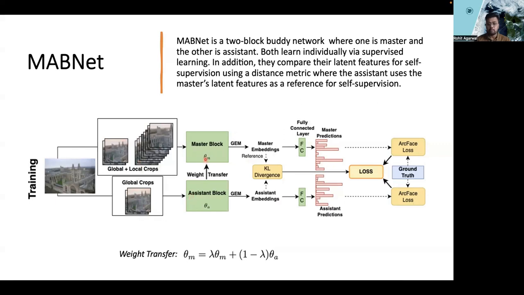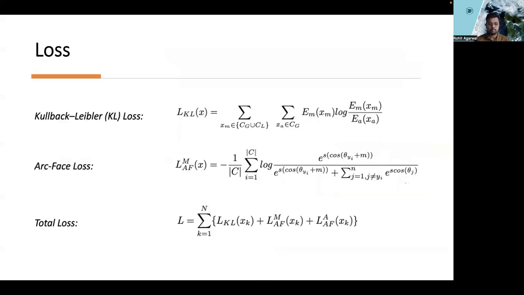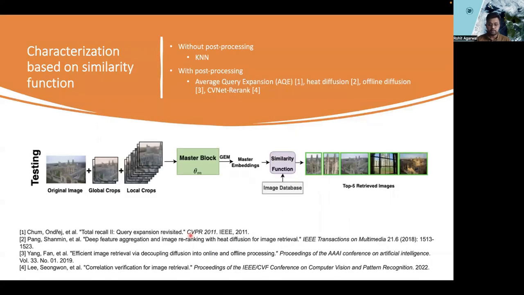Moreover, the weight of the master block is updated via weight transfer, where the parameters of the master block are updated as the weighted average of the parameters of the master block and the assistant block, as given by this equation here. The final loss of MabNet is given by the self-supervised loss, that is the KL divergence loss, and the supervised loss, that is the ArcFace loss of the master block and the ArcFace loss of the assistant block. During inference, only the master block is used for prediction.